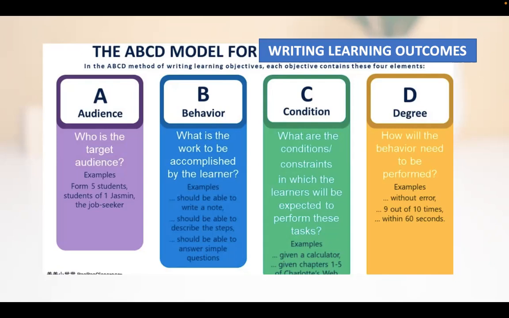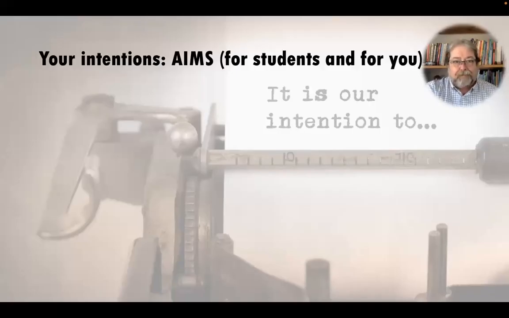How will the behavior need to be performed? Maybe in some cases without errors, if you have been doing practice of a particular vocabulary set or pronunciation pattern or grammar item, you want them to produce them without errors, or 9 out of 10 times, or within 60 seconds, within 5 minutes. If you write the learning outcomes in this way, you will be able to create your lessons in a much more guided and effective way.